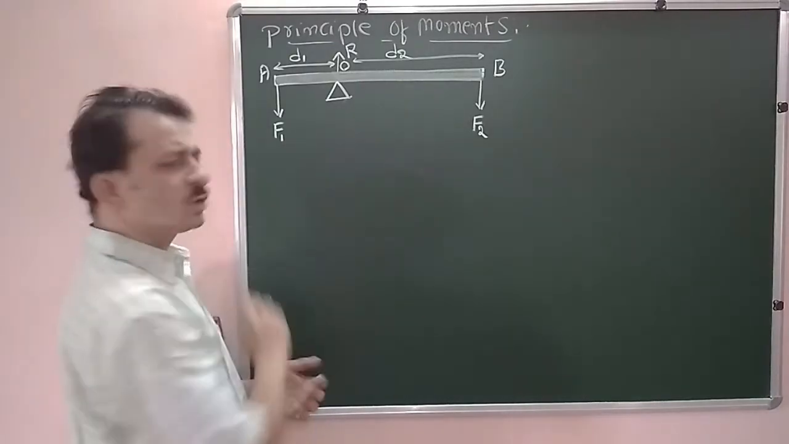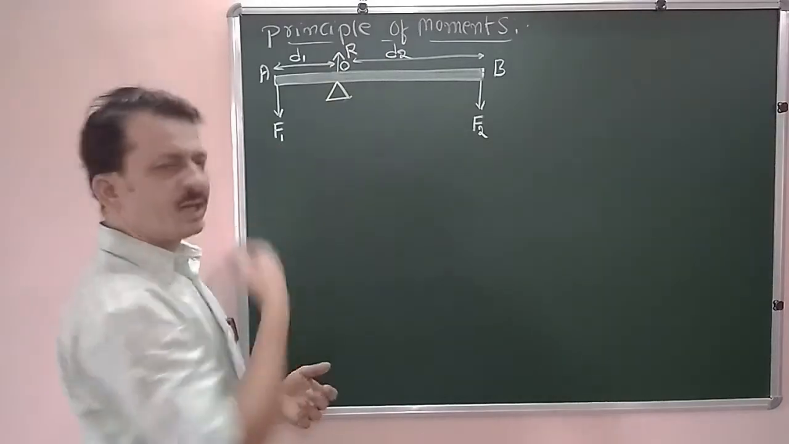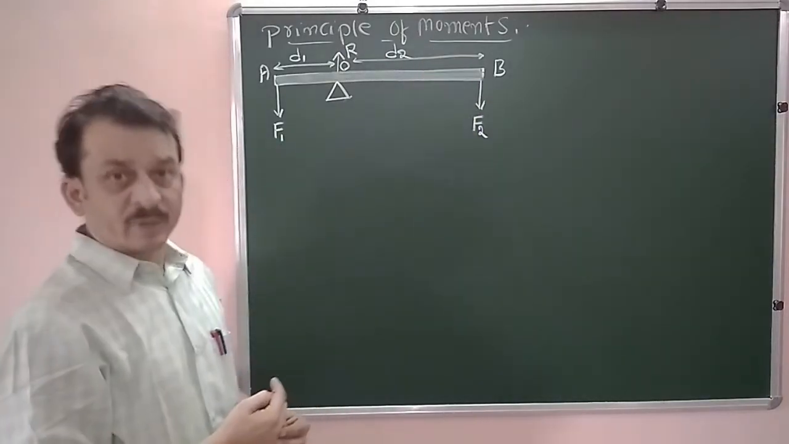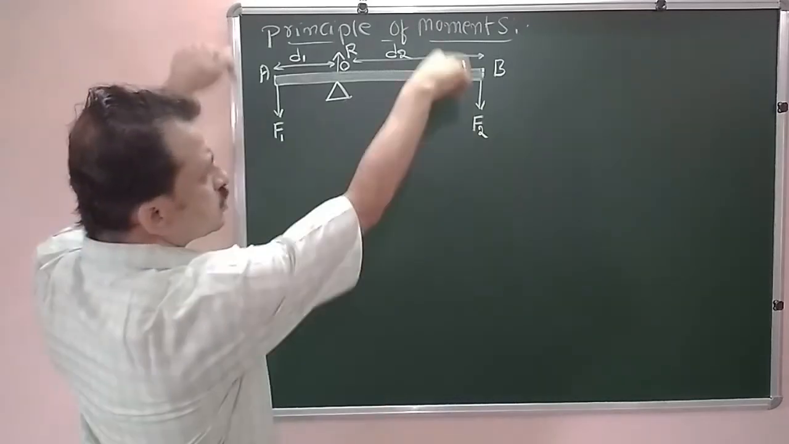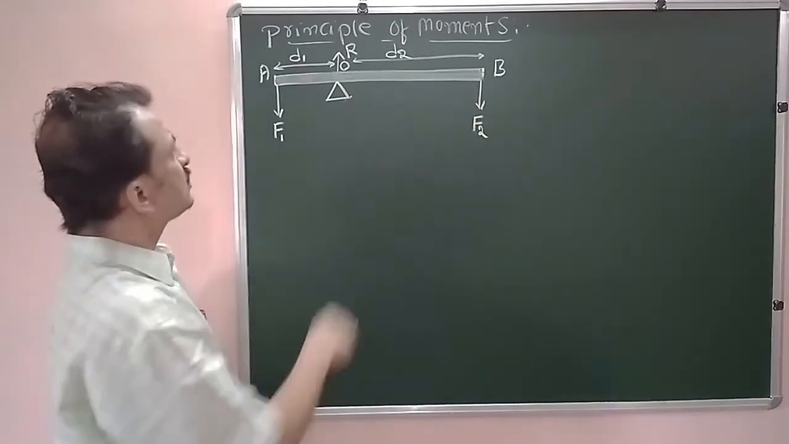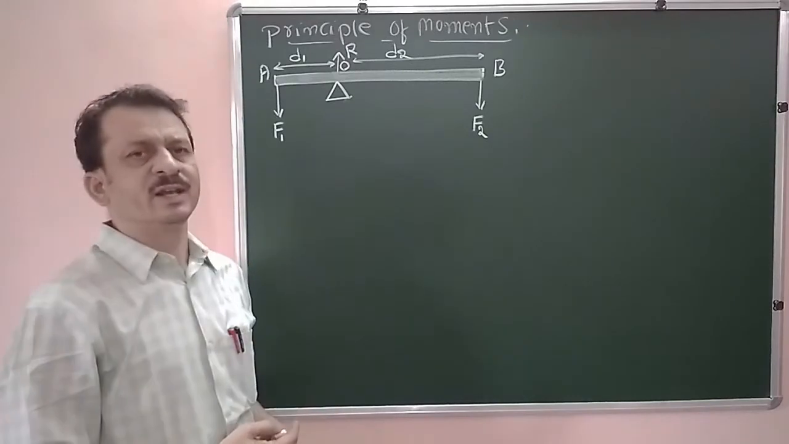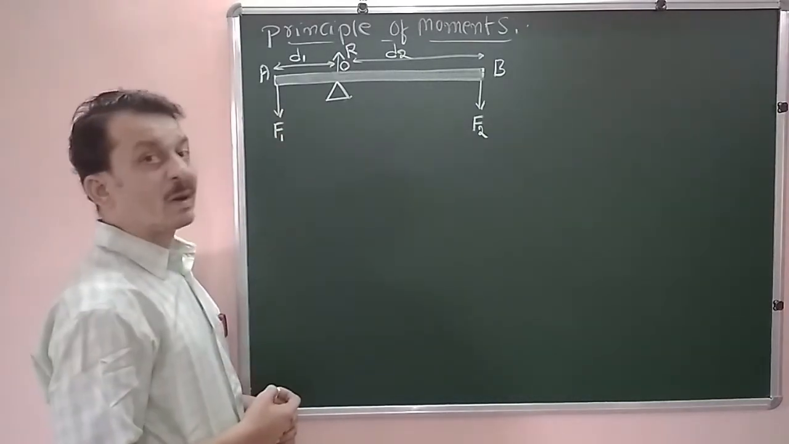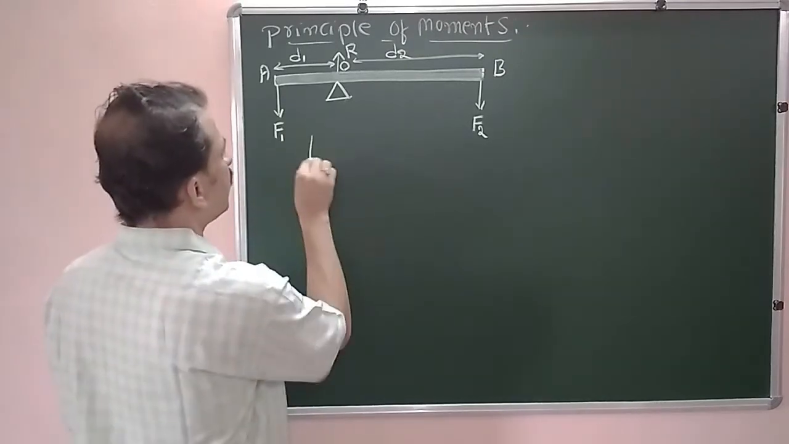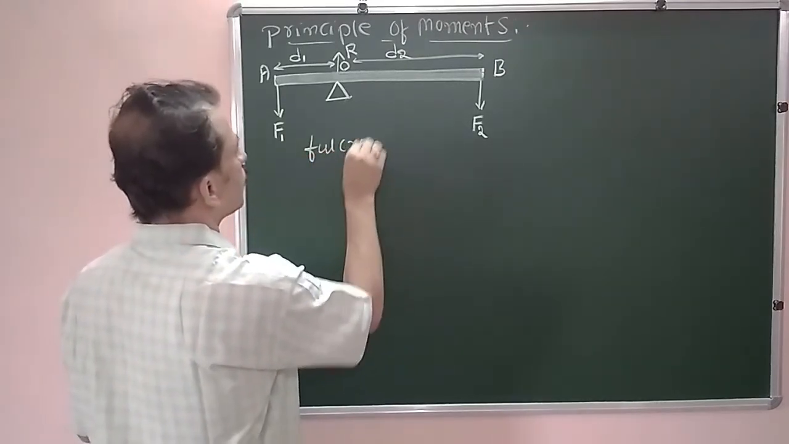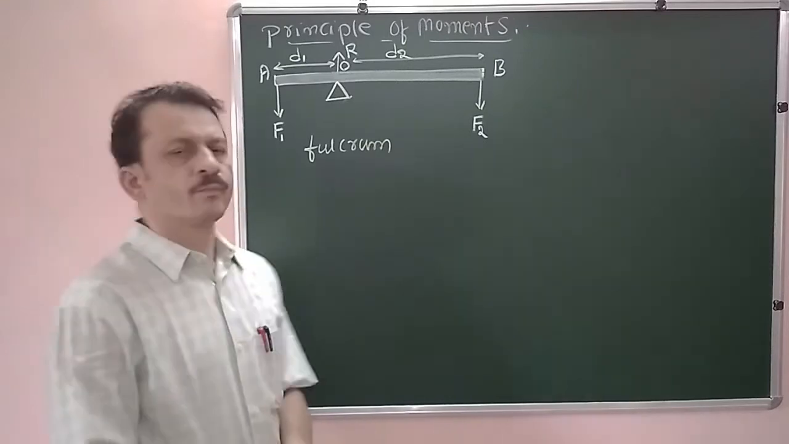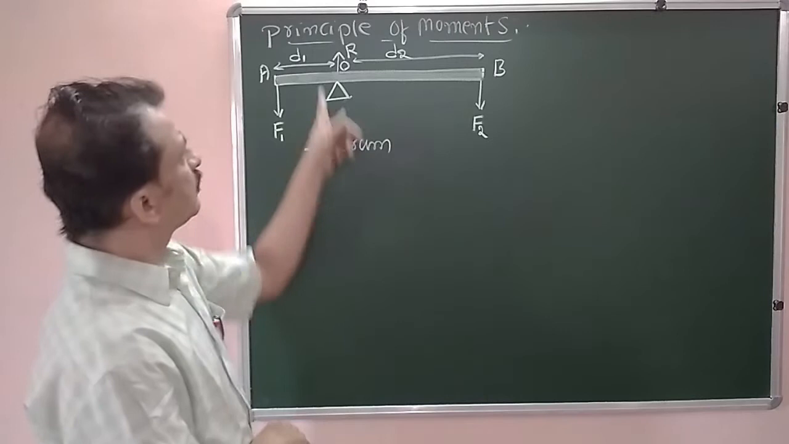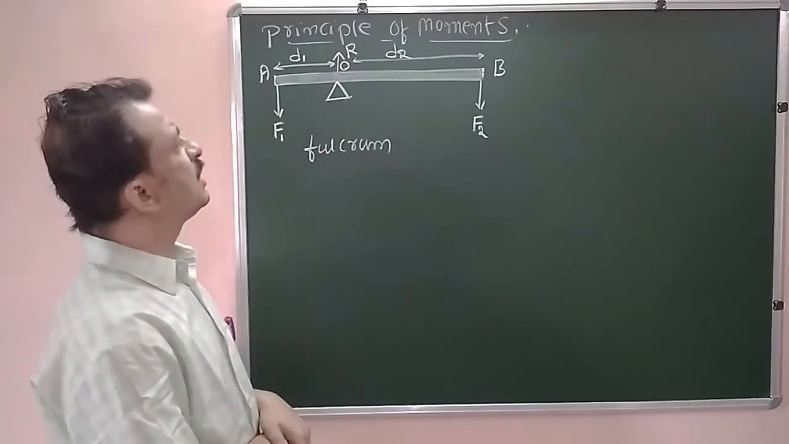Here we have F1 force, it is acting at the point A downwards, and F2 force, it is also acting at point B downwards. Now these two forces are parallel and also perpendicular to the lever. Now the point at which the lever is pivoted is called the fulcrum. Here the point O represents the fulcrum.